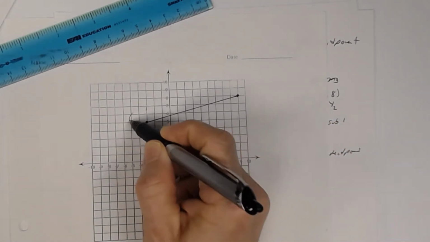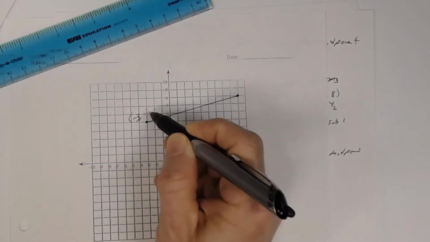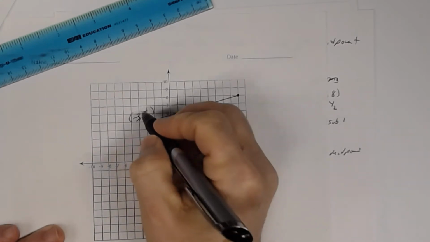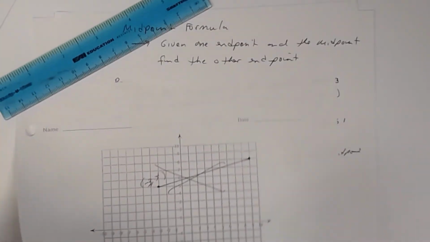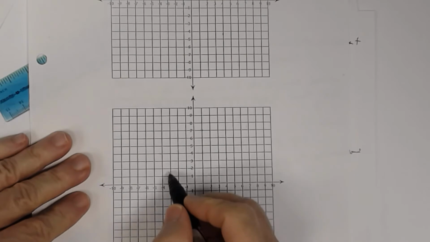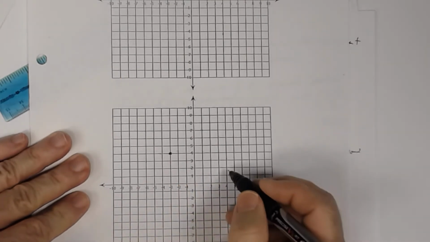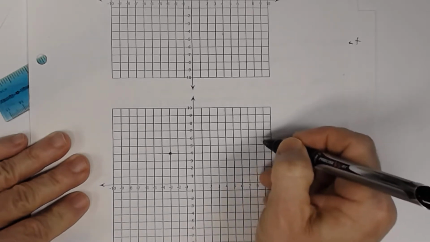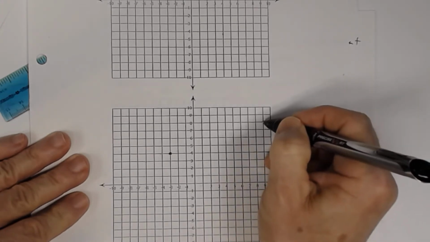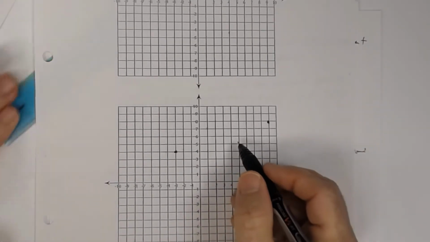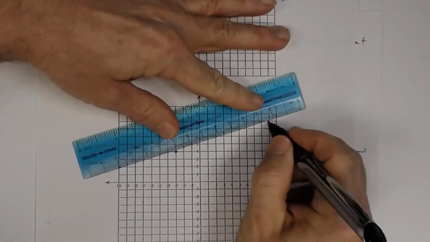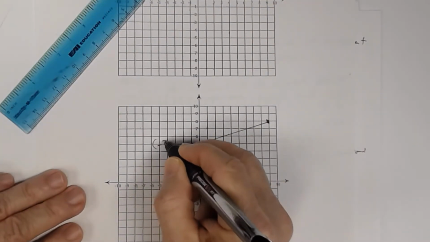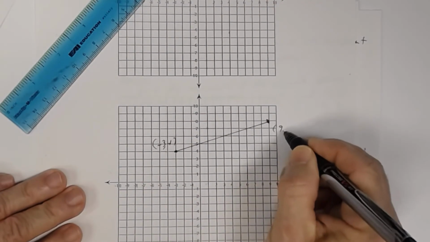So remember, this was the point negative 3, 5. Oops, I'm sorry. That was negative 3, 4, wasn't it? Okay, so let me redraw this then. So negative 3, 4. And then it was 9, 8. So 9, 8 is here. Okay. So let me go ahead and redraw this. So here's the segment. This is negative 3, 4, and this is 9, 8.